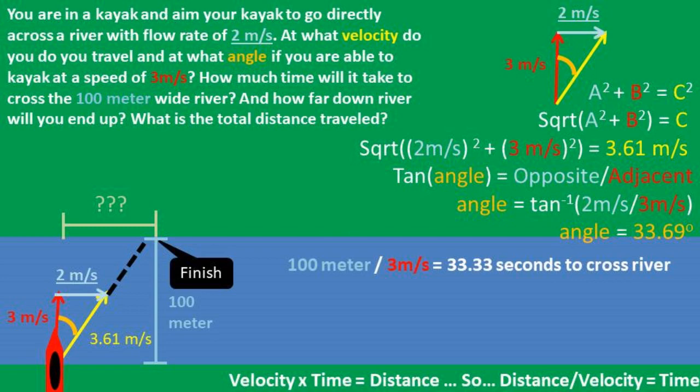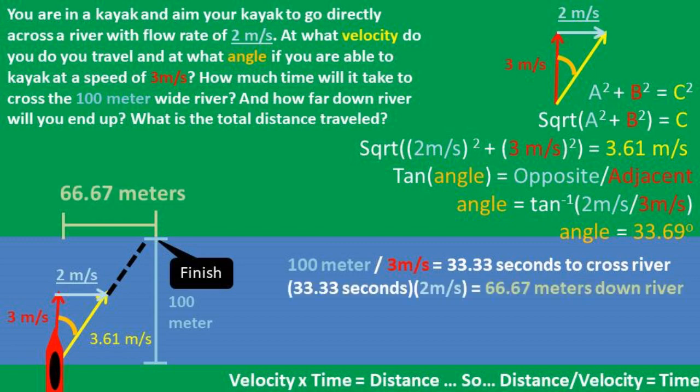Next, we'll need to find how long it will take to get across the river. Recall that velocity times time equals distance. Rearranging this, we get that distance over velocity equals time. So, we can take the total width of the river of 100 meters and divide it by the velocity going directly across the river of 3 meters per second. We end up with a time of 33.33 seconds to cross the river.